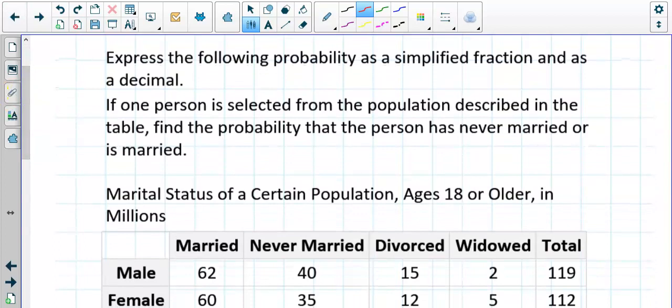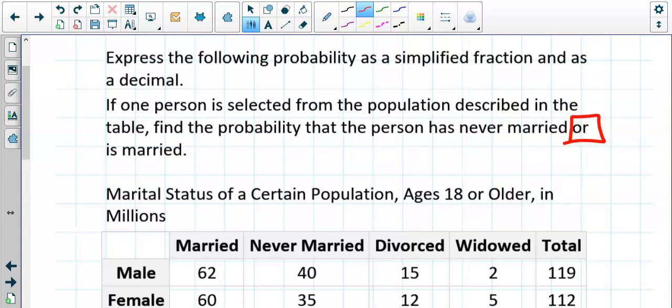So let's take a look at this one. It says express the following probability as a simplified fraction and as a decimal. So we got to do 2 things. We need the fraction and we need the decimal. If one person is selected from the population described in the table, find the probability that the person has never married or is married. So again, this is an or.